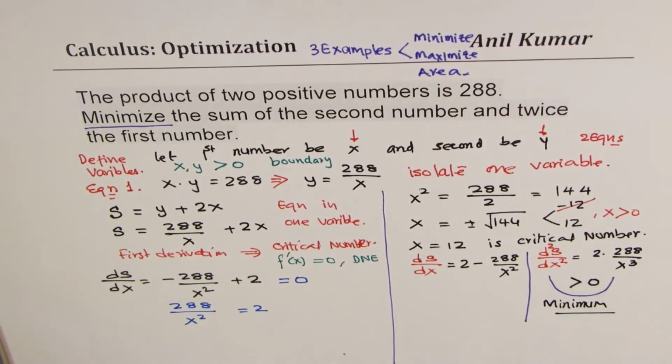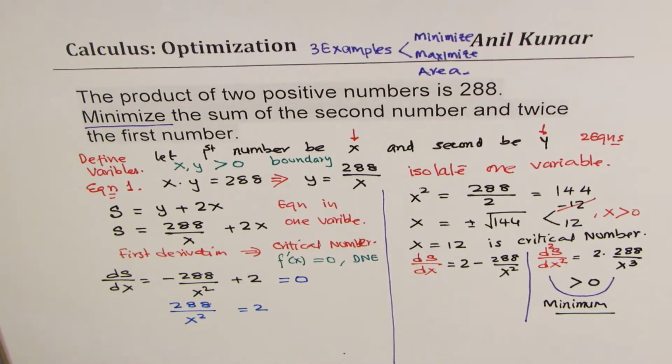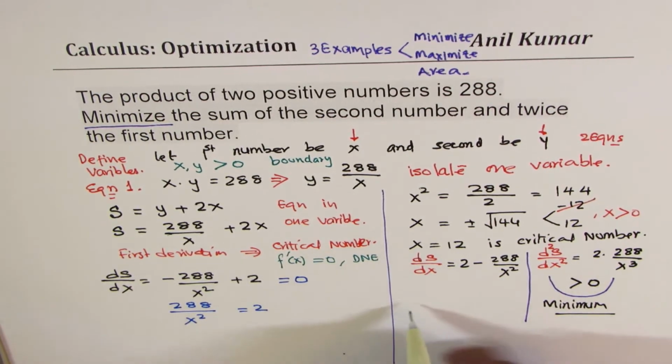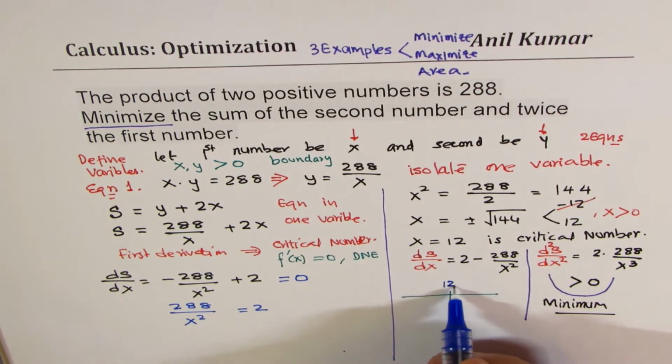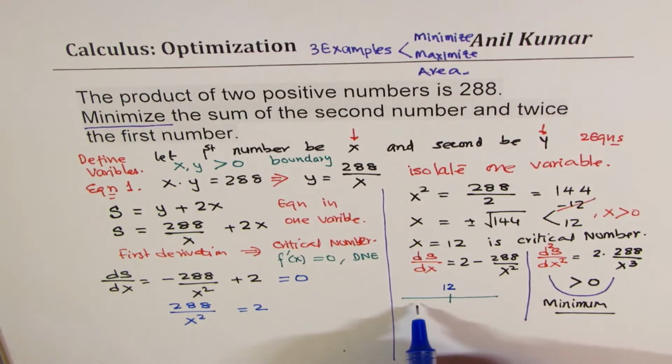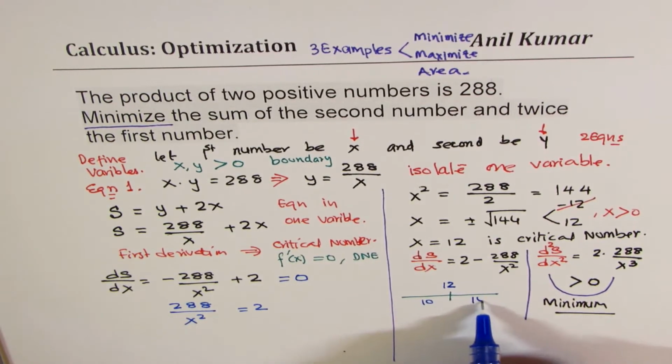So I hope that is clear. So you do get minimum from the second derivative test. Let us also analyze the first derivative to do the needful. So our critical number here is the number 12. Now we can take a test number on either side, let's say 10 and 14.